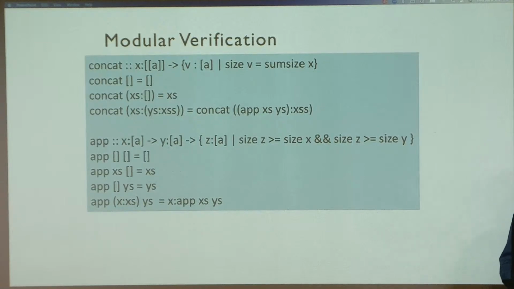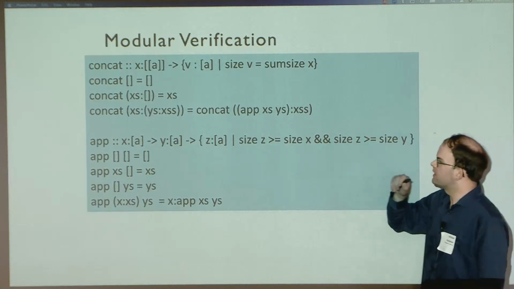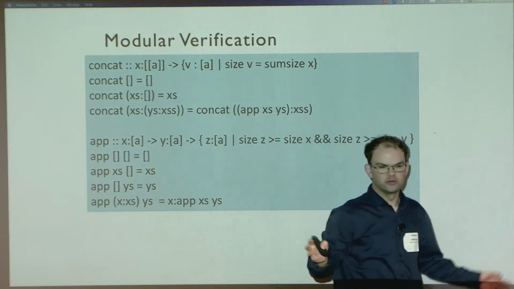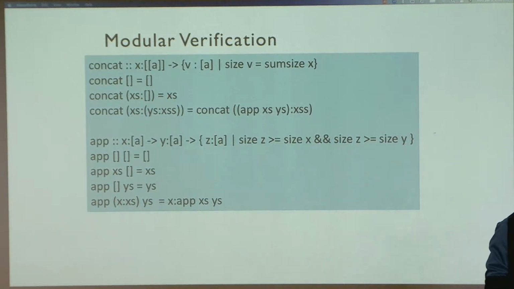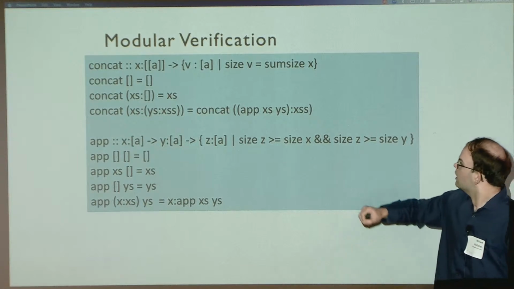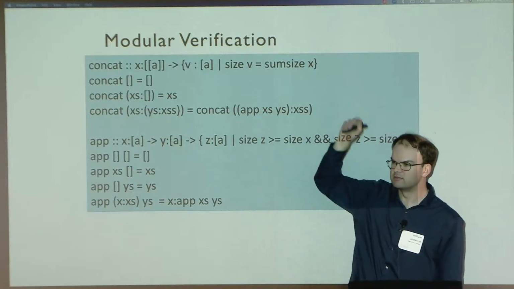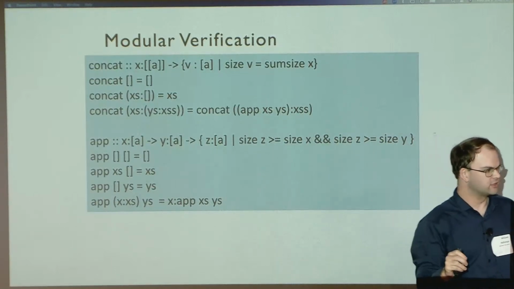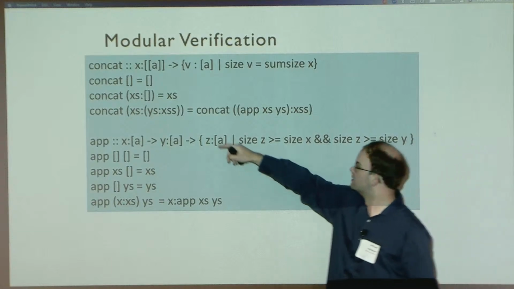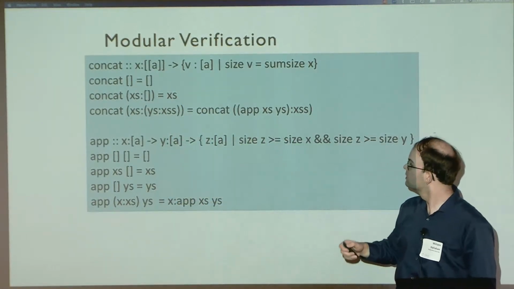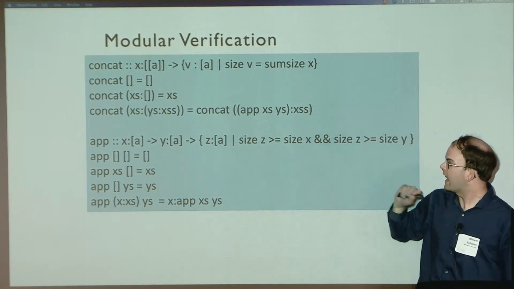Here's a bigger, more realistic example. I have a concat function up here. The idea is concat is going to take a list of lists, and it's going to join all of those internal lists together into a single list. So I take a list of A's, and I turn it into a list of A's. And the specification is saying that the size of the output list should be equal to the sum size of the input list. I'm not showing sum size here, but sum size is just taking each of the internal lists, computing its size, and then summing those up.